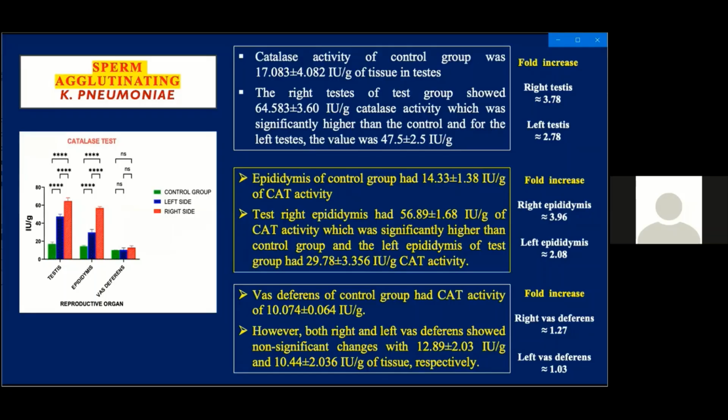When we checked the catalase activity in the mice administered with Klebsiella pneumoniae, we could find that again the level of catalase activity was significantly high on the right side of the organs as compared to the left side of the organs. And again we found that the level of catalase in right testis and right epididymis was almost the same, but it was significantly higher as compared to the vas deferens.